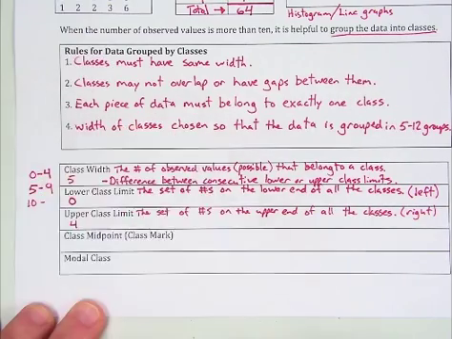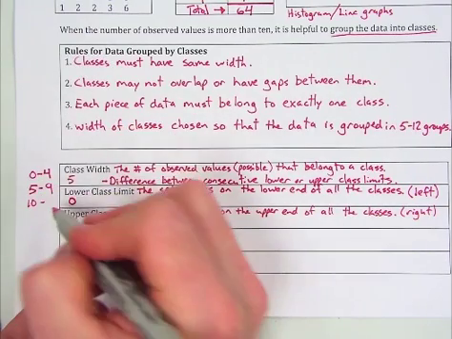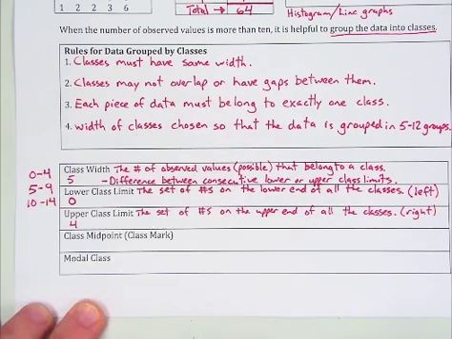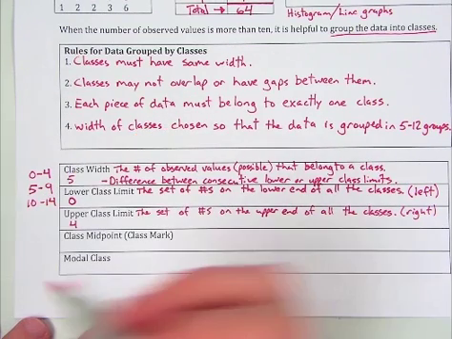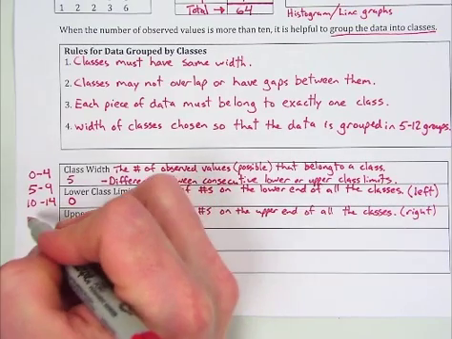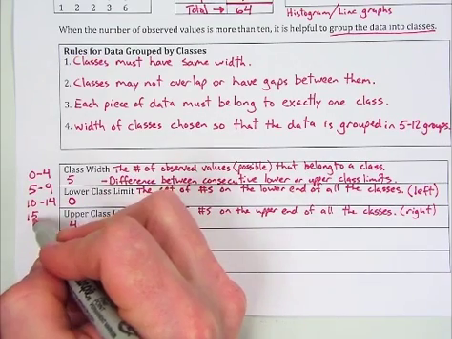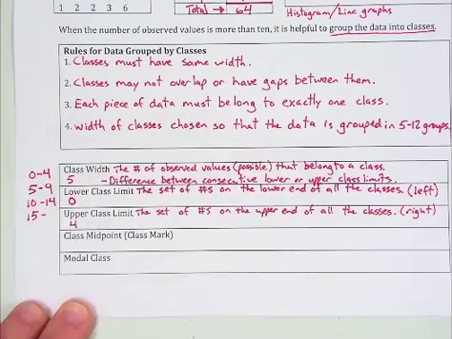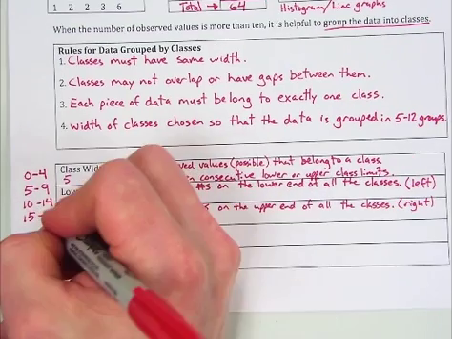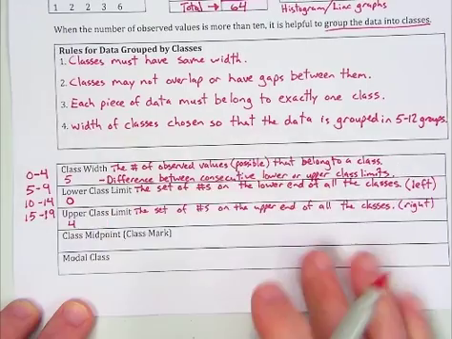And then to get the next upper limit, we would go 9 plus 5, which would be 14. Let's go ahead and add one more class. So 14 would leave our next class to be at 15. Notice 10 plus 5 is 15. And our upper class limit would be 14 plus 5, and we get 19.